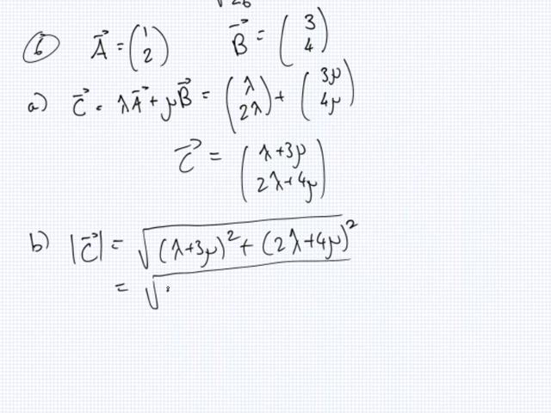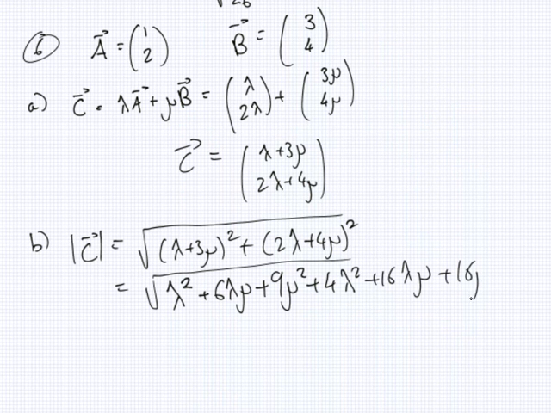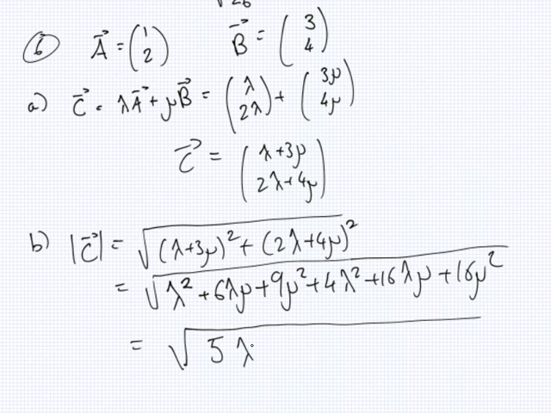Let's calculate this. Lambda squared plus 6 lambda mu plus 9 mu squared, and 4 lambda squared plus 16 lambda mu. Good. Now we'll clean this up a little bit. Is there much I can add together? I have 5 lambda squared, and I have 22 lambda mu plus 25 mu squared.